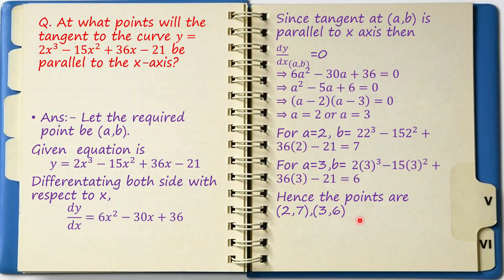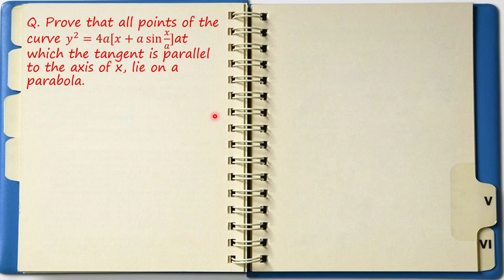So I think these types of problems are very easy, where the condition for the tangent is given and the curve is given. You just need to find the point of contact. Find the x values, satisfy them with the given curve, and you will find the other coordinate, that is the y coordinate for each point. So here the points of contact are (2, 7) and (3, 6). So let's check another problem.